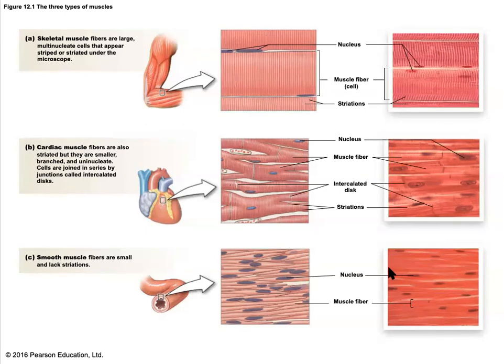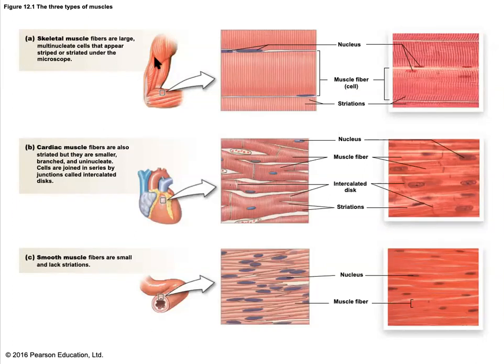Now, in terms of location, skeletal muscles tend to be found attached to bones through tendons, sometimes directly attached to bones. And then cardiac muscles are only found within the wall of the heart. Smooth muscles are oftentimes found within hollow organs, like blood vessels, especially the larger blood vessels, and then in many parts of our digestive tract, and many other hollow organs.